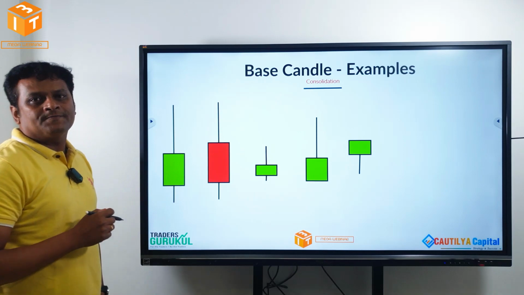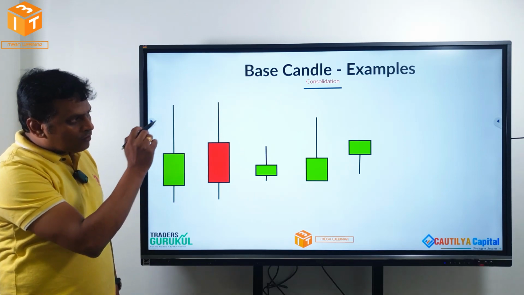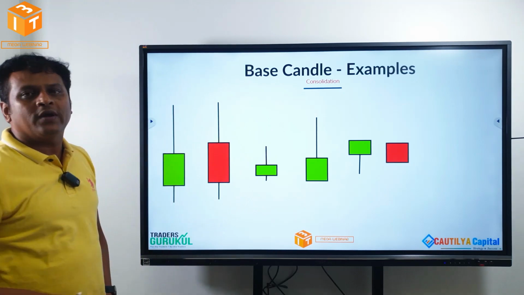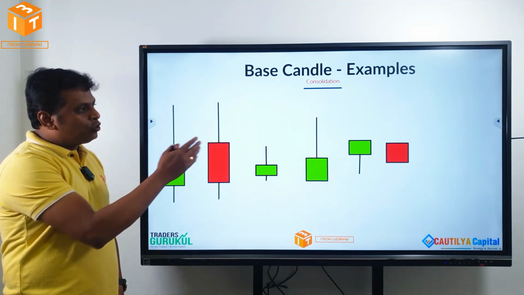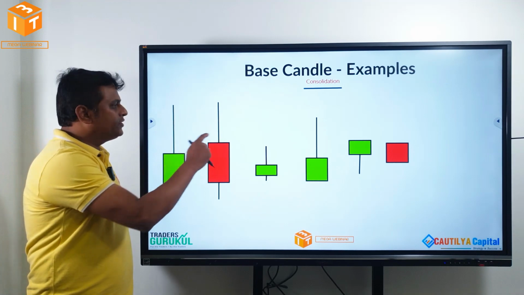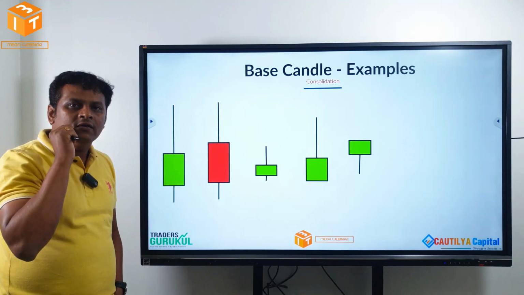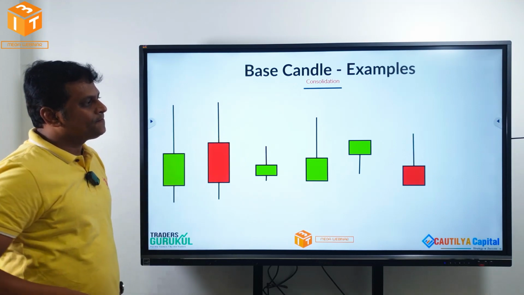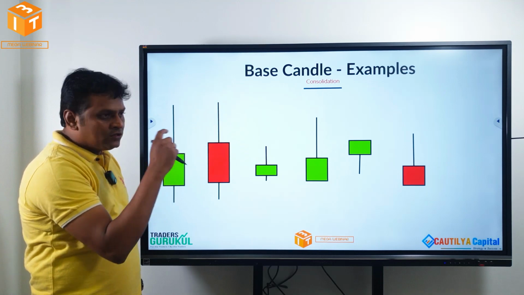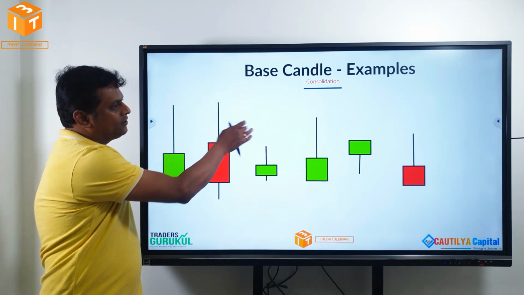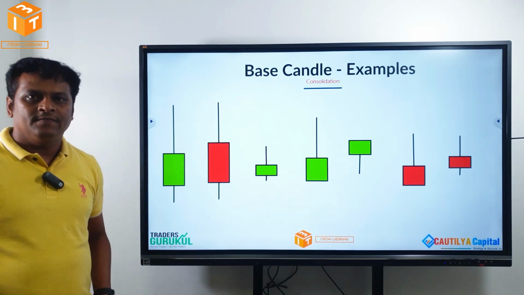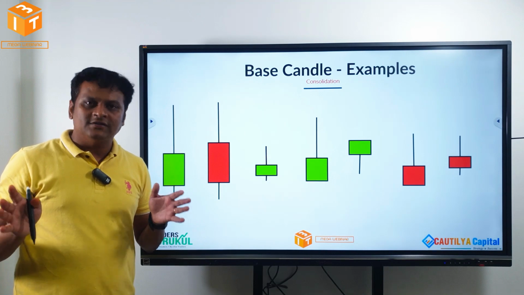What is the scenario there? High is equal to close. What about this one? Can you notice? There is no wick. The body is almost 100%. So it is not a base candle. Next. Low is equal to close. Very long wick. Small body. So it is a base. And finally, another base. Remember this fact. Irrespective of the color, a base is a base.